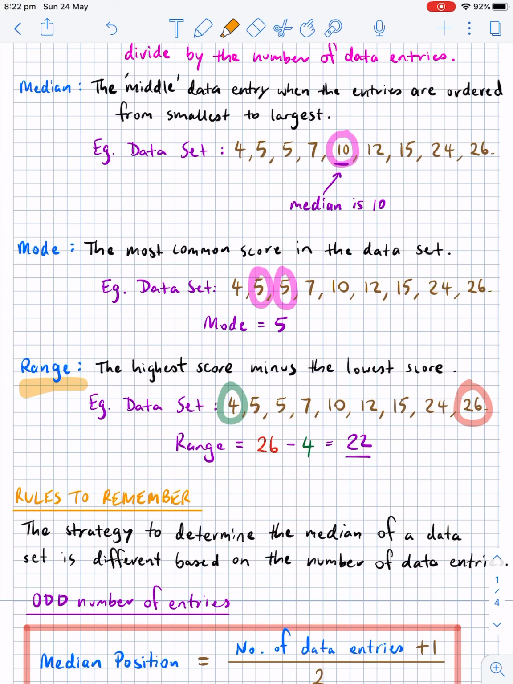The range is the highest score minus the lowest score. So for example, for this data set, the highest score is 26, the lowest score is 4. Subtract these 2 numbers away from each other. So it's 26 take away 4, and your range is 22. Make sure you're doing largest take away the lowest, because we want a positive answer for the range.